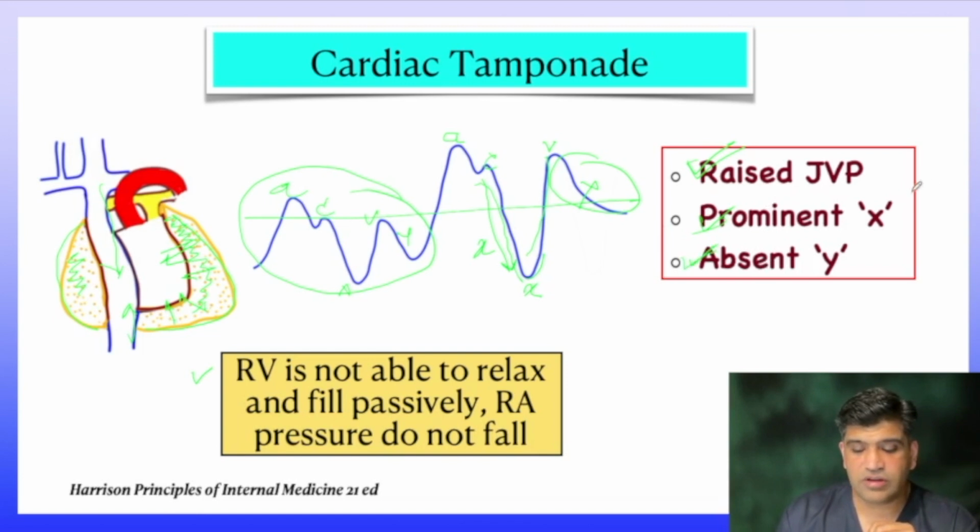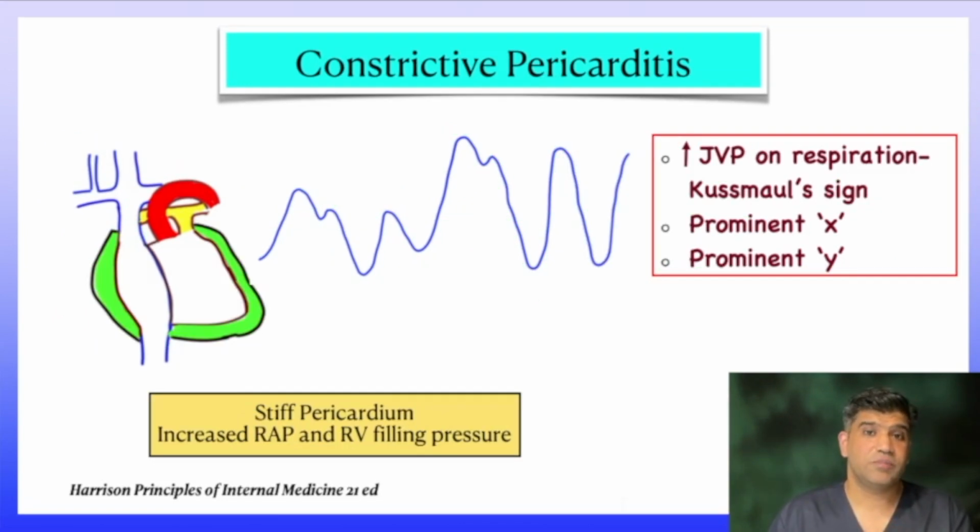So this question comes in the exams. What are the characteristics of cardiac tamponade in JVP? Prominent X and absent Y. Now let's see the other pathology, chronic constrictive pericarditis.